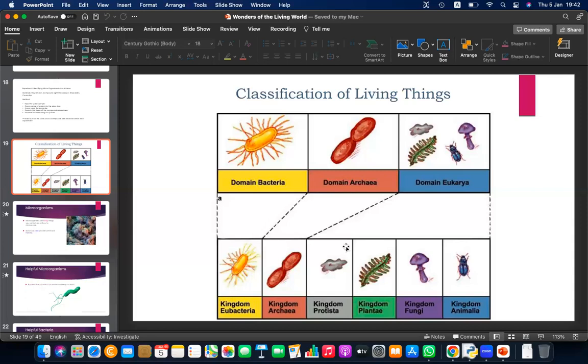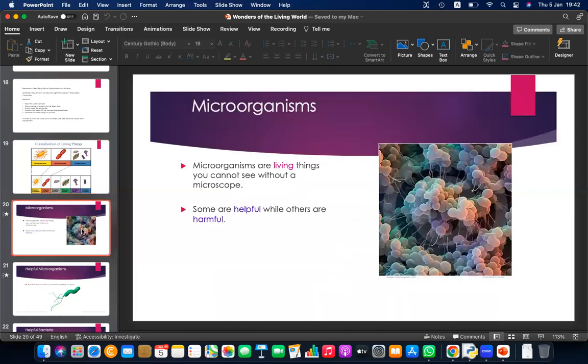Actually, why is it a microorganism? Because you need to watch that using a microscope. If you are looking at them using a microscope only, that is called a microorganism. Otherwise, it's not a microorganism, if you can look at that using your naked eye.